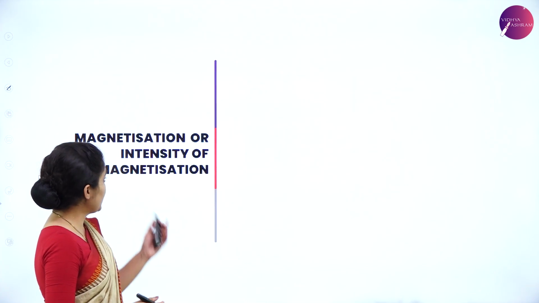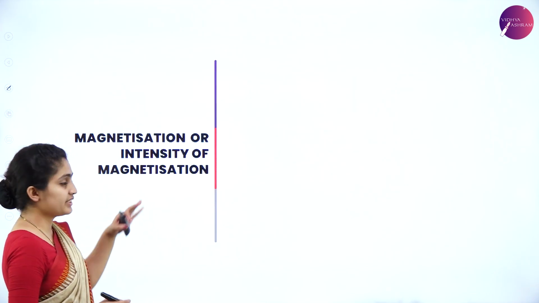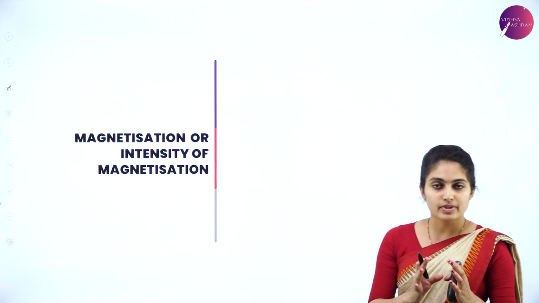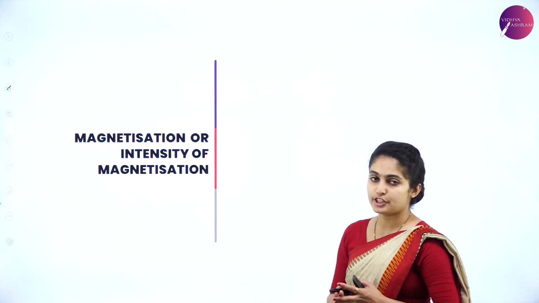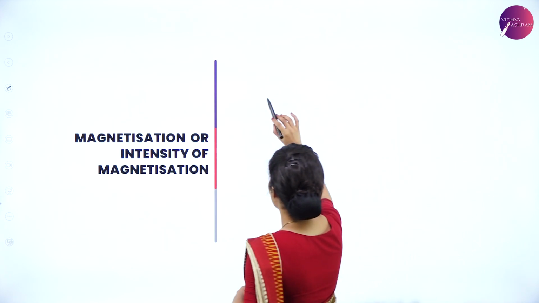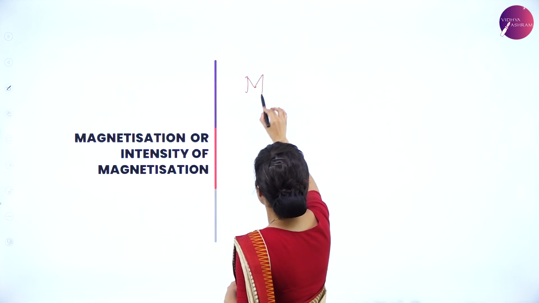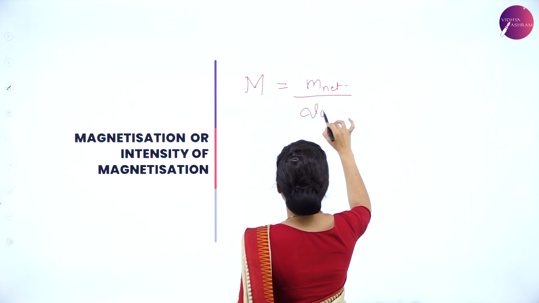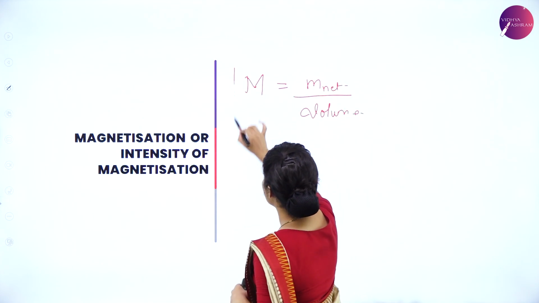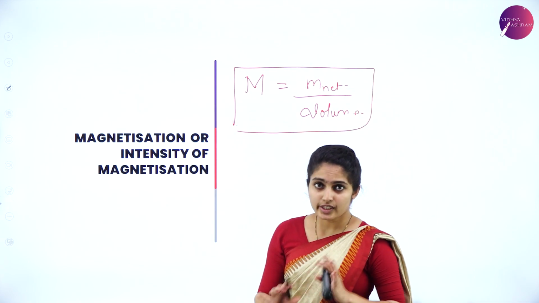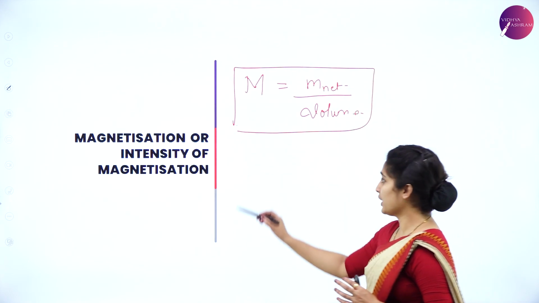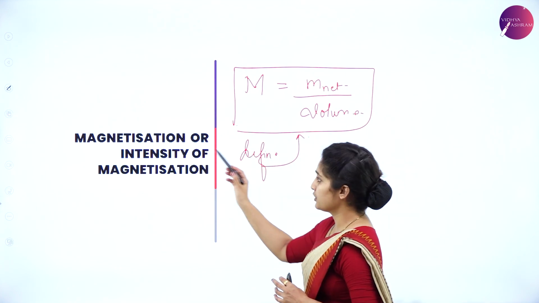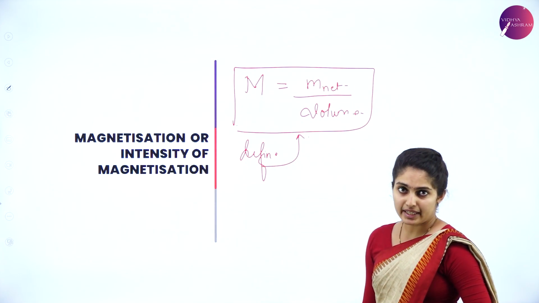Okay. So next we have magnetization or intensity of magnetization. The amount of flux which is moving through a unit volume is said to be the magnetization or intensity of magnetization. So magnetization M is nothing but net magnetic moment per unit volume. So as usual, with the help of the expression itself, you can give a definition as well. Define this magnetization concept, which is also called intensity of magnetization.